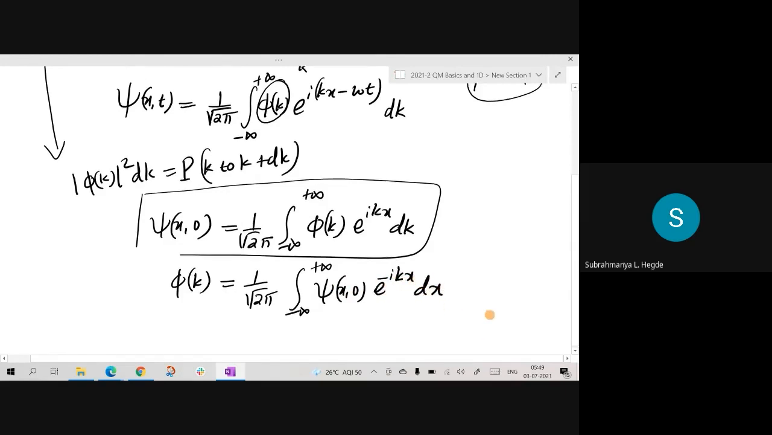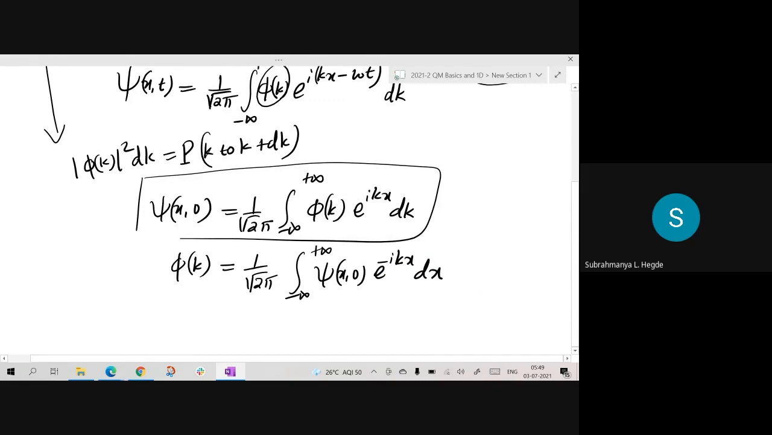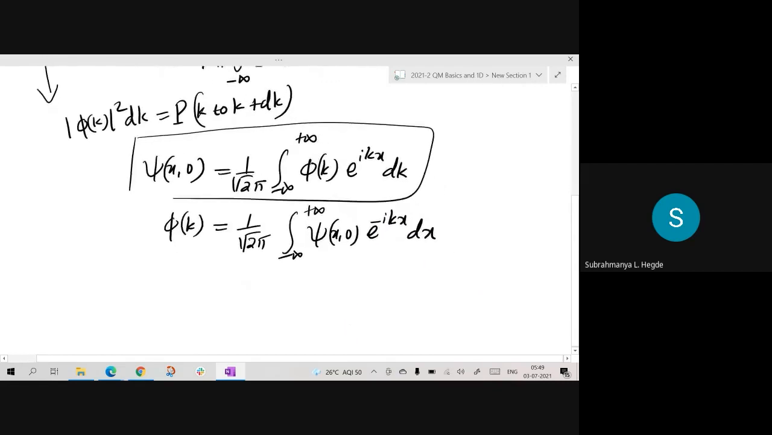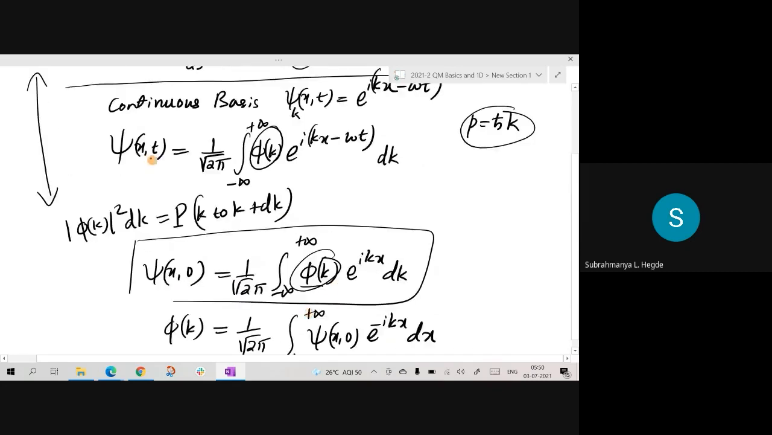Okay, I hope we have seen all of this, isn't it? This coefficient is an inverse transformation. So this psi of x seems to be the Fourier transformation of phi of k, and phi of k is the inverse transformation. You can say like that. Is that okay? And I just put t equal to 0 here.